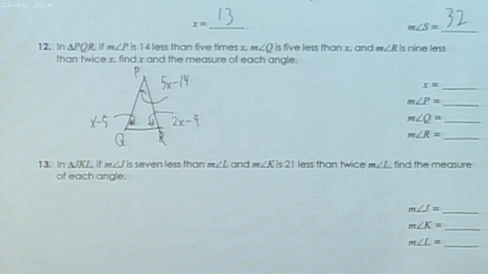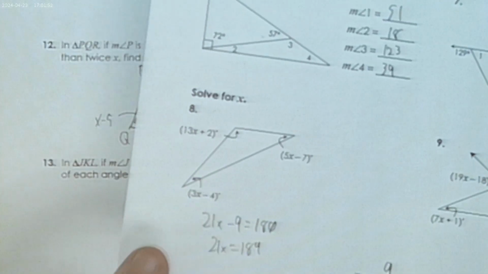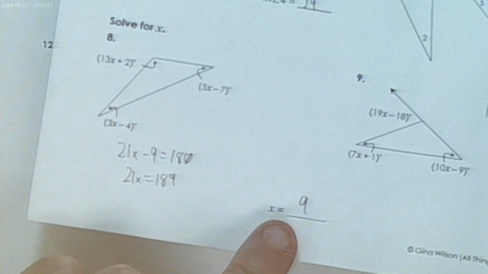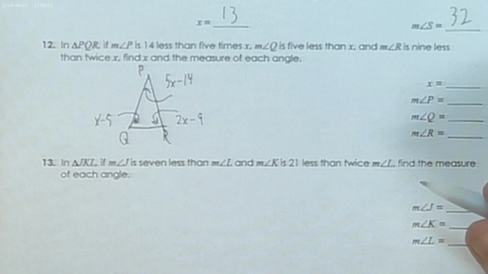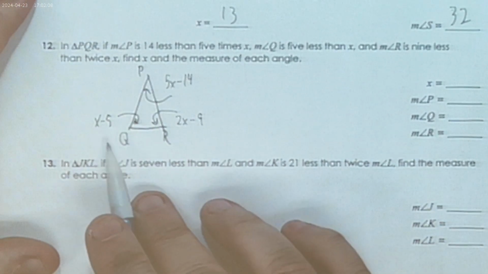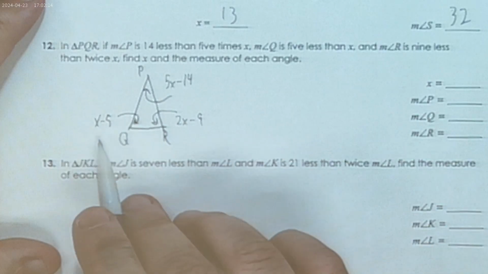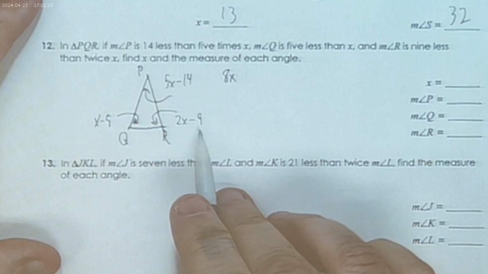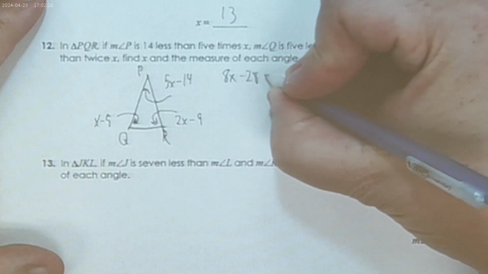So this is just like the previous one, except once we find x, we're not stopping. We're plugging it back in and finding each of the angles. So again, we're combining all the like terms and then setting them equal to 180. So I've got 5 plus 2 plus 1, so that's 8x. Minus 14 minus 9, that's minus 23. Minus 5 is 28. Equals 180.